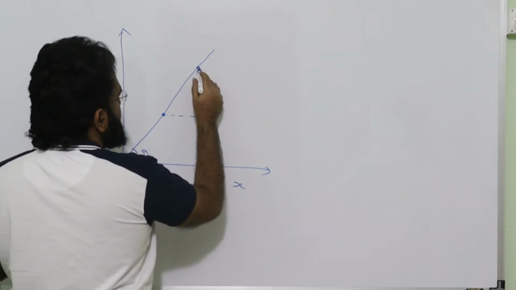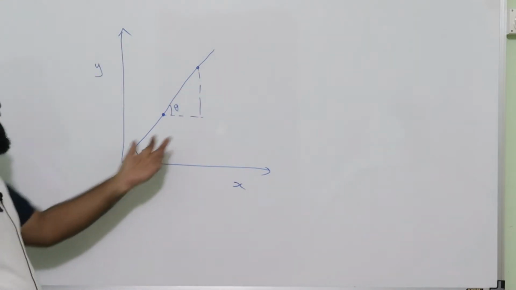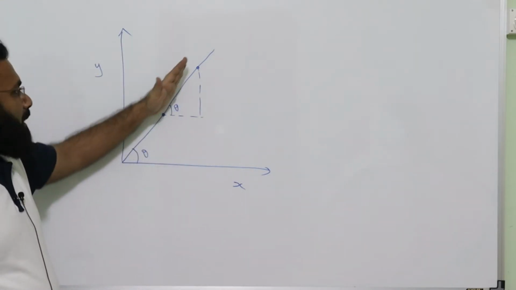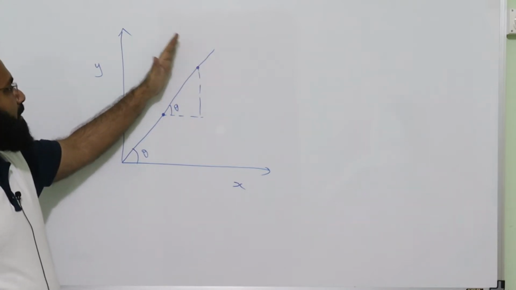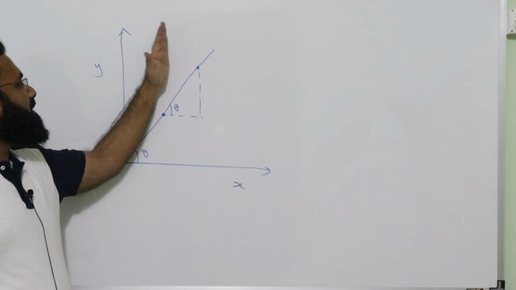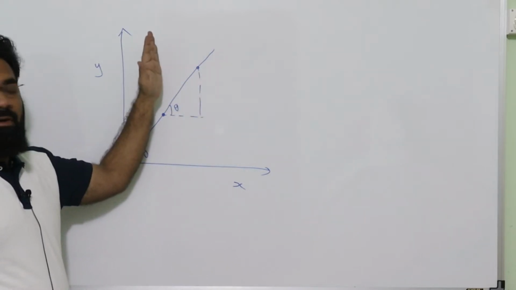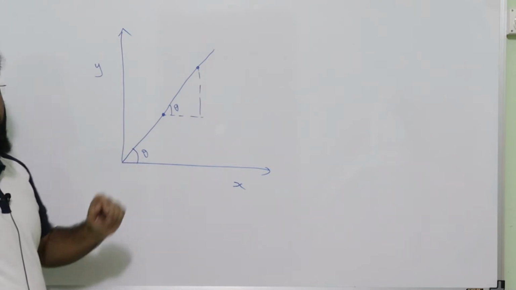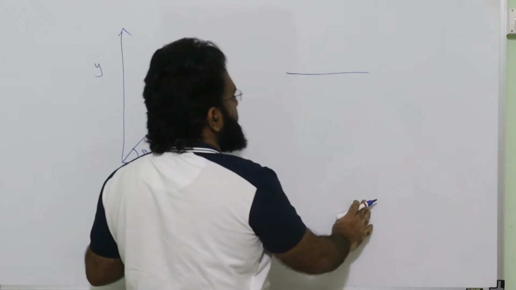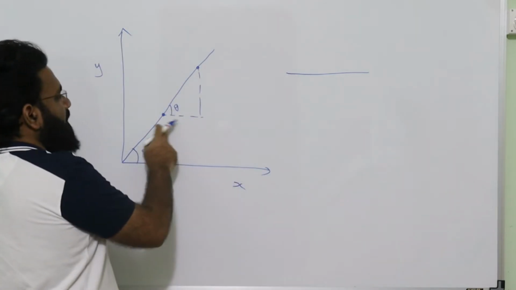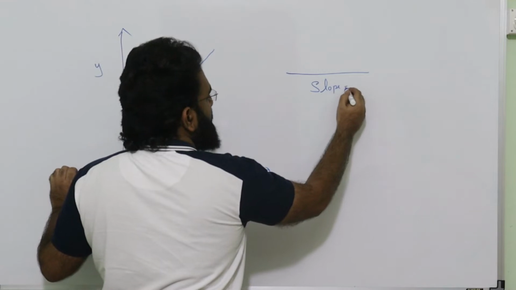So this is also theta. Slope is nothing but how steady the graph is, how much it is inclined to the x-axis, how much it is inclined to the y-axis. All this we will get from the slope. If a graph has zero slope, it will be a perfectly horizontal line. So here the slope is constant, the slope is 0.